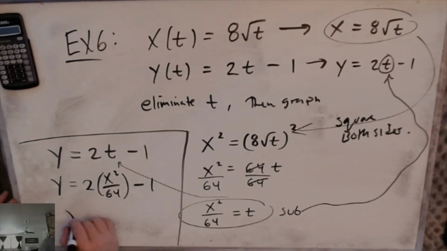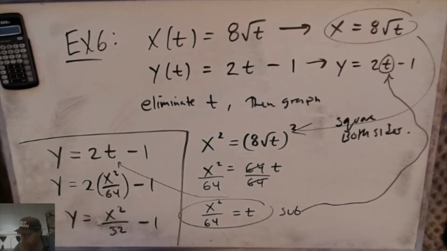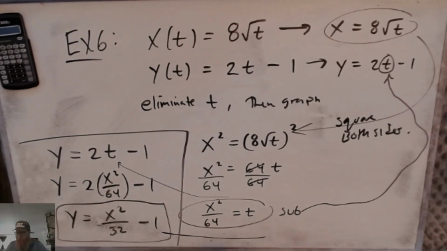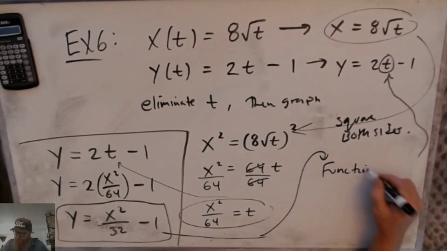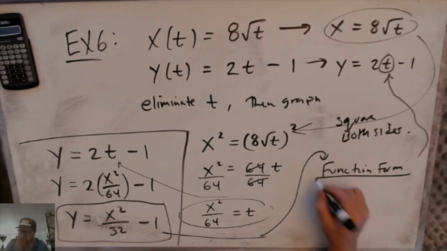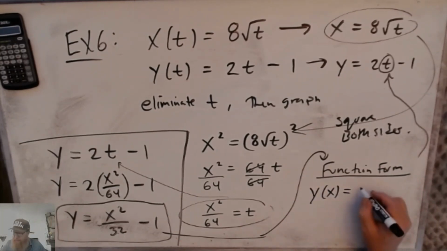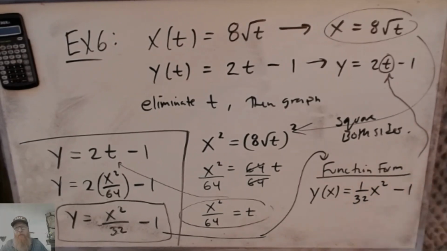And that's it. So here we go. This is our answer. In function form, you could say f of x, or in this section we're using the notation y of x, equals 1/32 x squared minus 1.